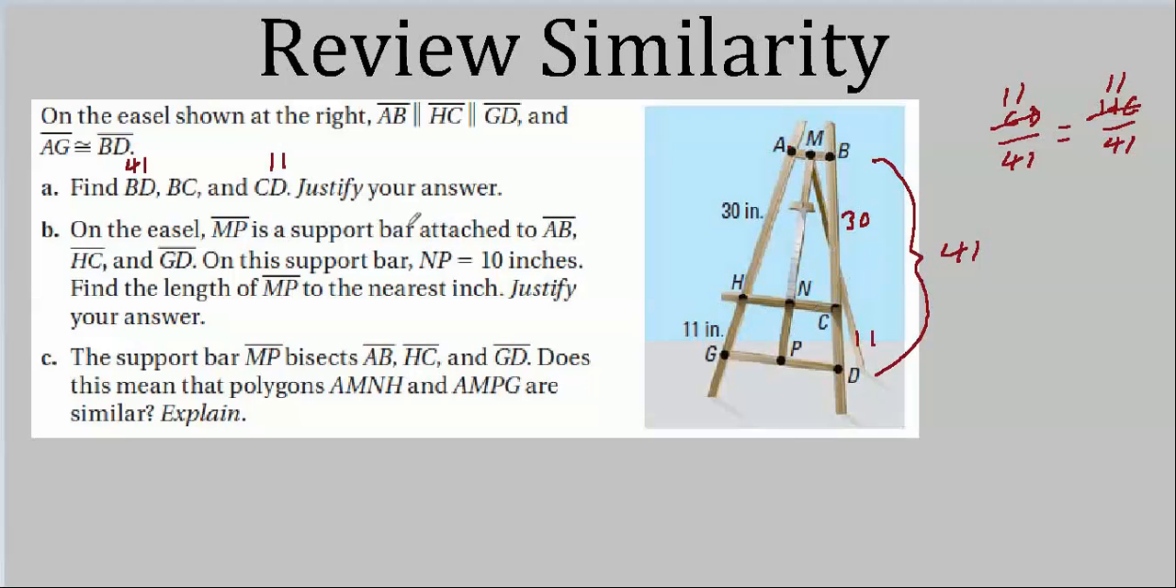What are they asking here? It's attached. NP equals 10 inches. I guess I can just write it in here. That's 10 inches. Find MP. That's the entire length. Well, once again, remember, parallel lines break things up into equal ratios. So 10 over the whole, that would be MP, is equal to 11 over the whole, which is 11 over 41.